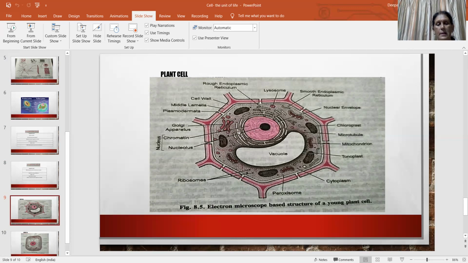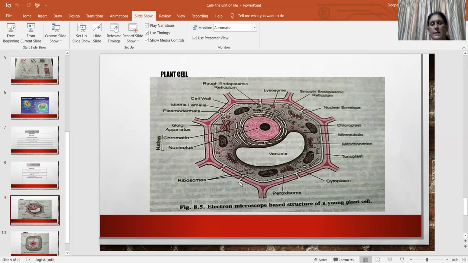So these are the labels given. You can see the ribosome, that is 80S type. The cytoplasm is the region outside the nuclear structure, and in the cytoplasm there are some living cell organelles. These organelles are rough endoplasmic reticulum, smooth endoplasmic reticulum, mitochondria, Golgi apparatus, etc. So in a plant cell, a cell wall is always present.